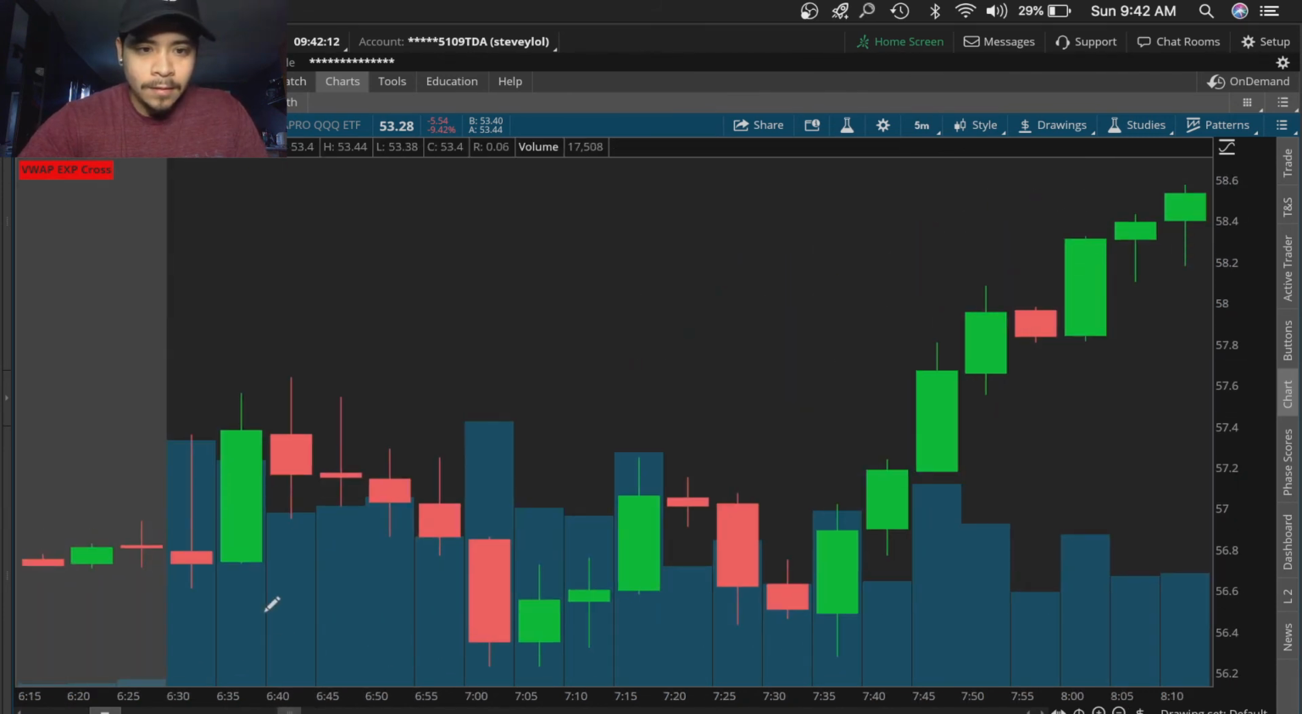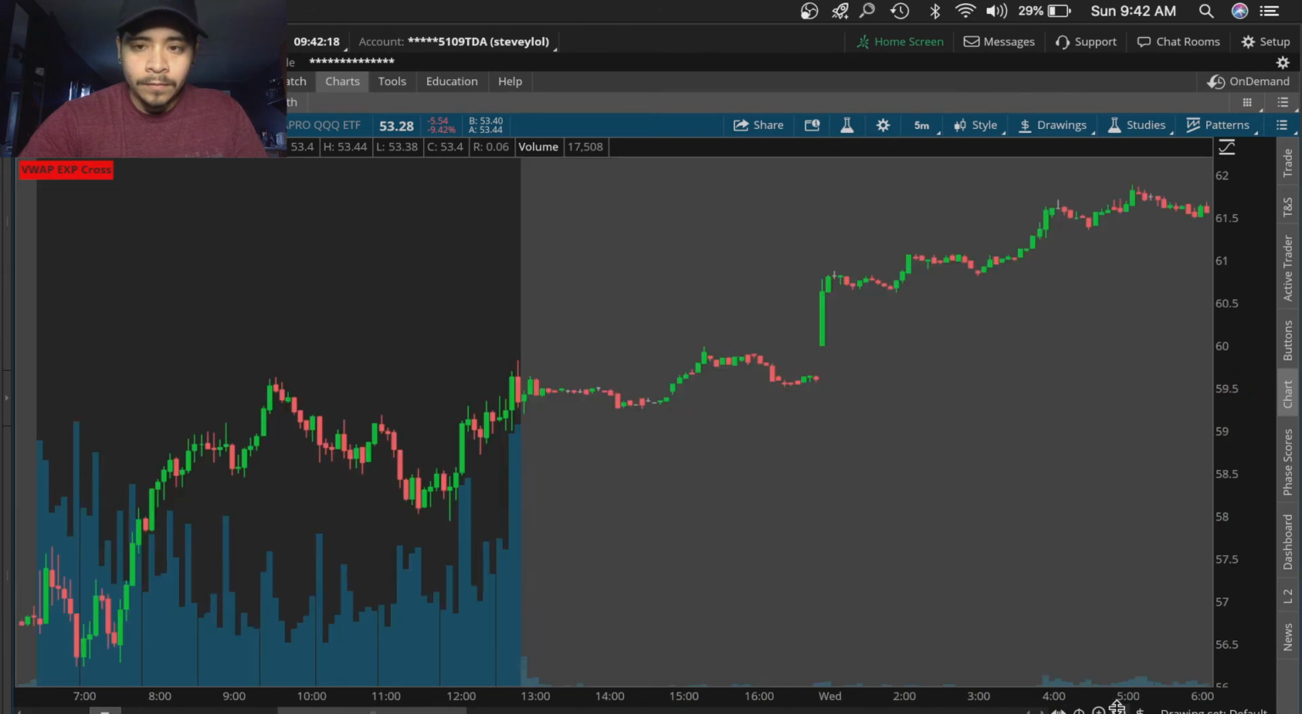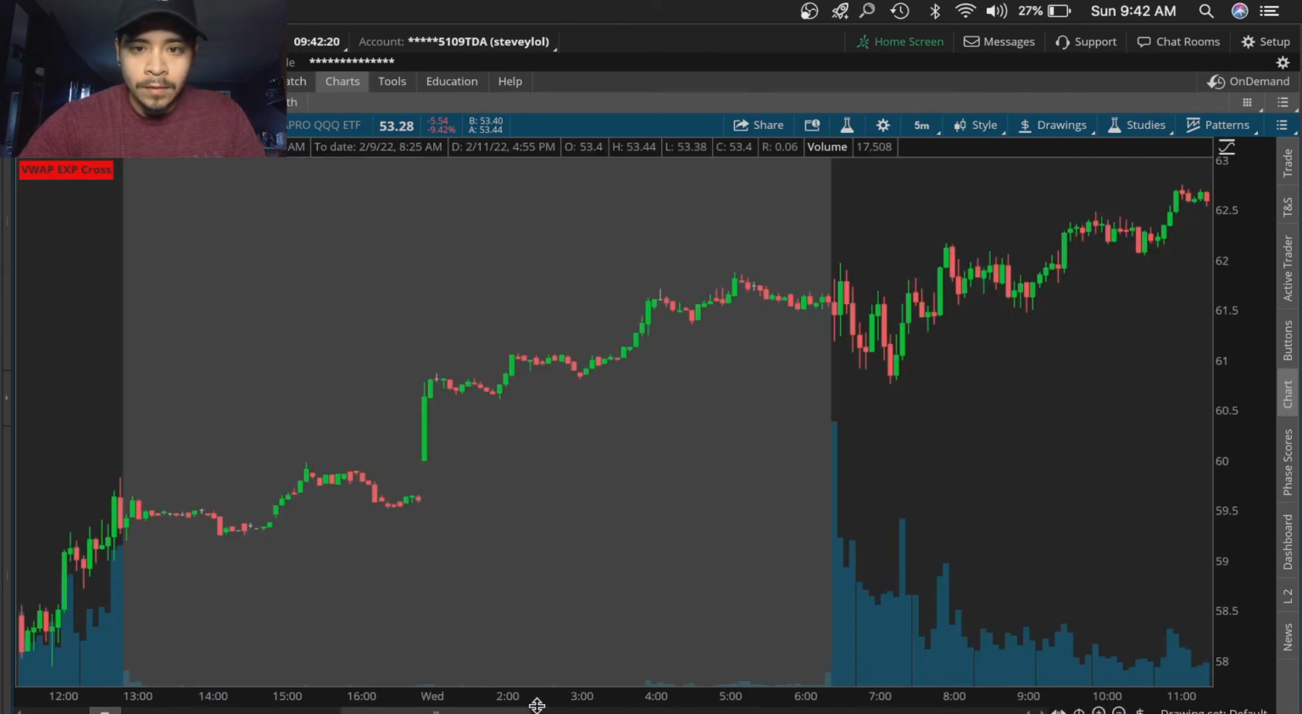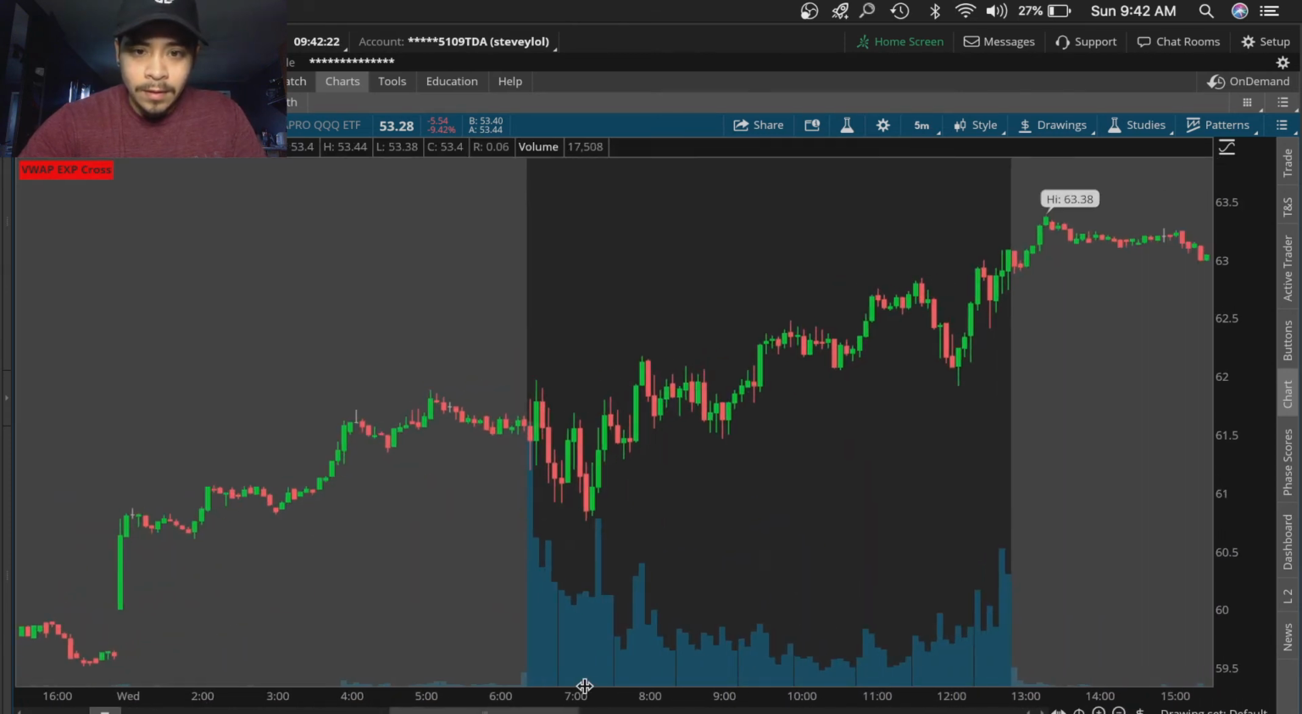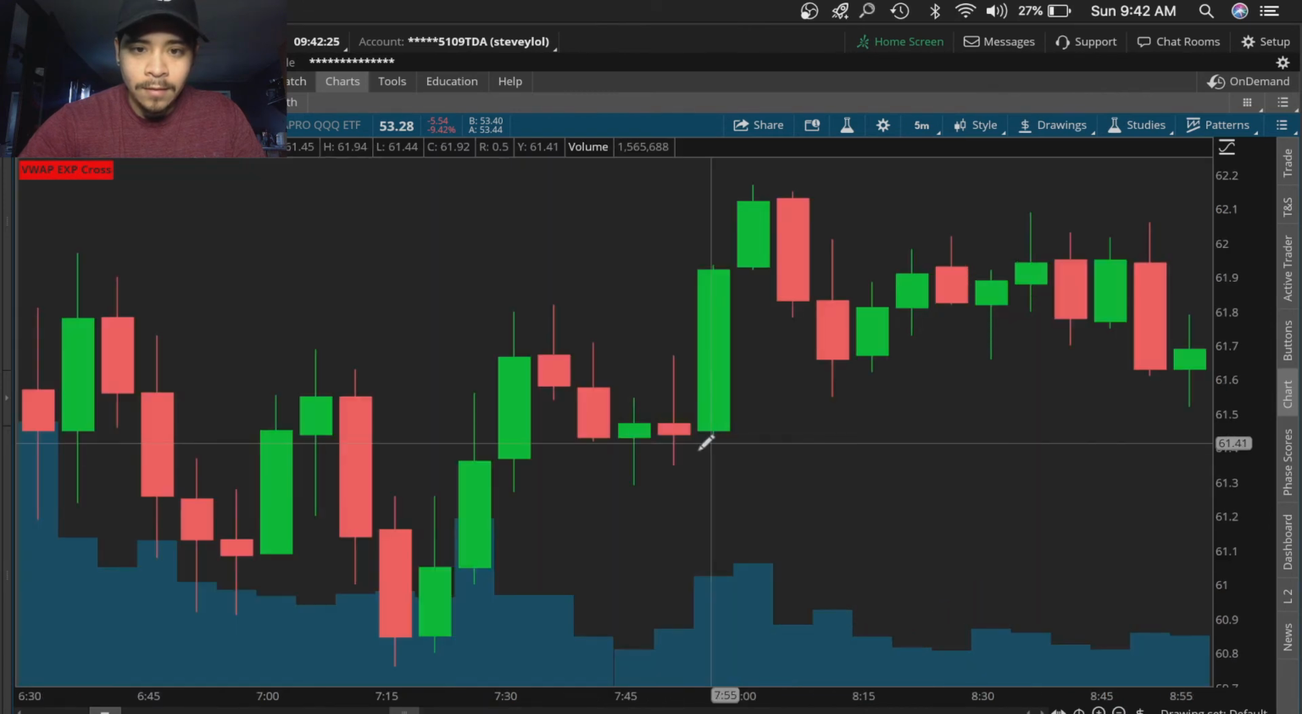Let's see. Some more dojis. Kind of a hammer. This is a perfect doji. Okay. Let's see. More dojis. You see how common they are? Look, kind of a doji. Doji.